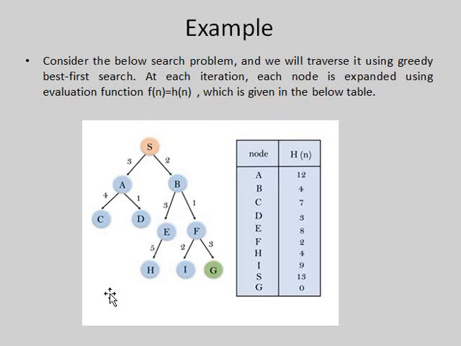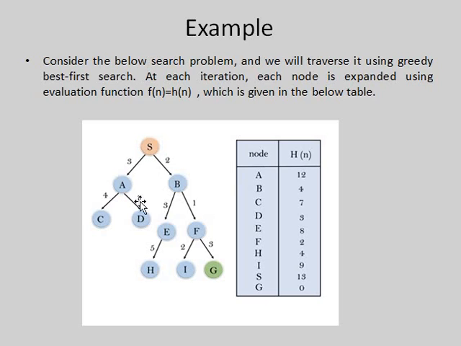Now let's look at an example. Consider the below search problem, and we will traverse it using the greedy best first search algorithm, where at each iteration the node is expanded using the evaluation function f(n) = h(n), which is given in this table. Here you can see one tree, along with one table. This table consists of the nodes and the associated heuristic value for each node. Okay, so here is the weight.